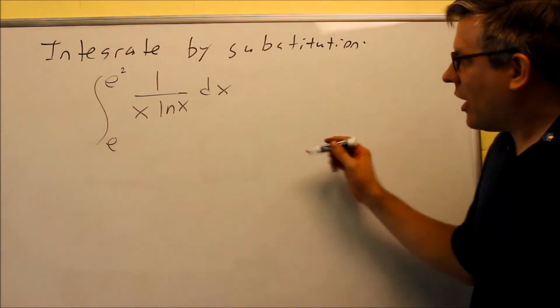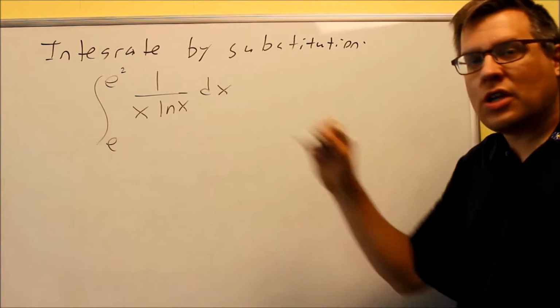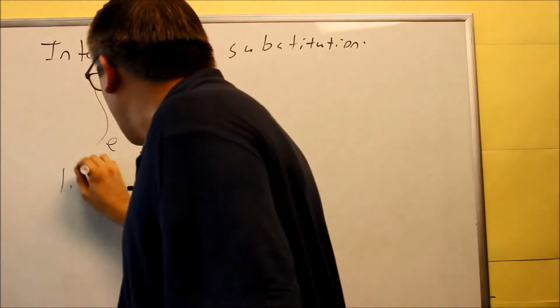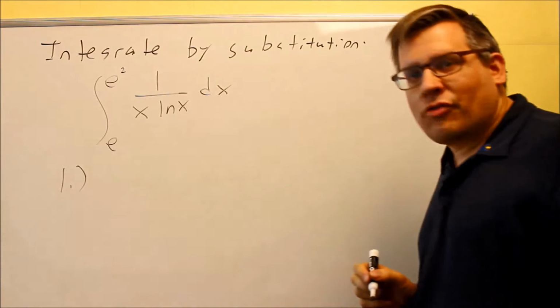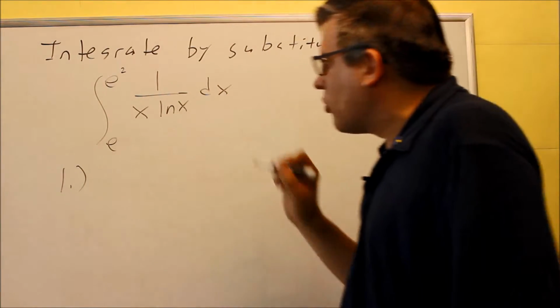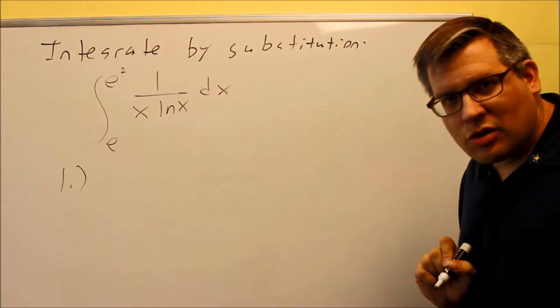Alright, so this time we have some natural logs and some e's. Okay, so we're going to just go back to our four-step process. The first thing is to identify the u. So now we have to think about what we want to make the u, because I don't really see something inside of something else in this case.